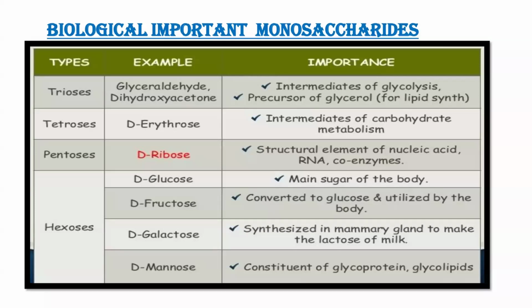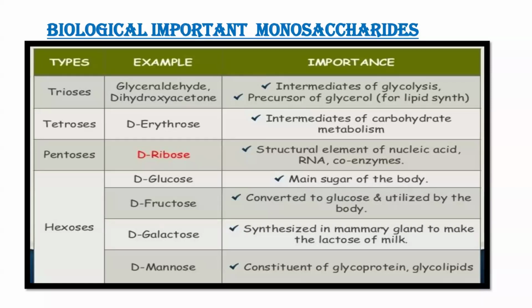And then the next sugars of biological importance, we have tetroses. Tetroses are sugars that have 4 carbons. So for example, we have D-erythrose. D-erythrose is also an intermediate of carbohydrate metabolism. So it's important in carbohydrate metabolism. Then pentoses, that is those sugars that have 5 carbons. And examples, we have D-ribose.